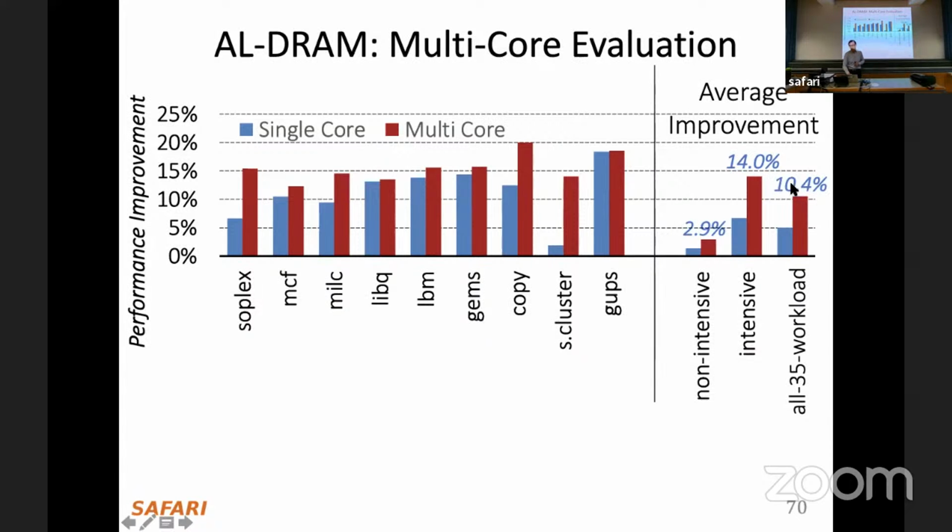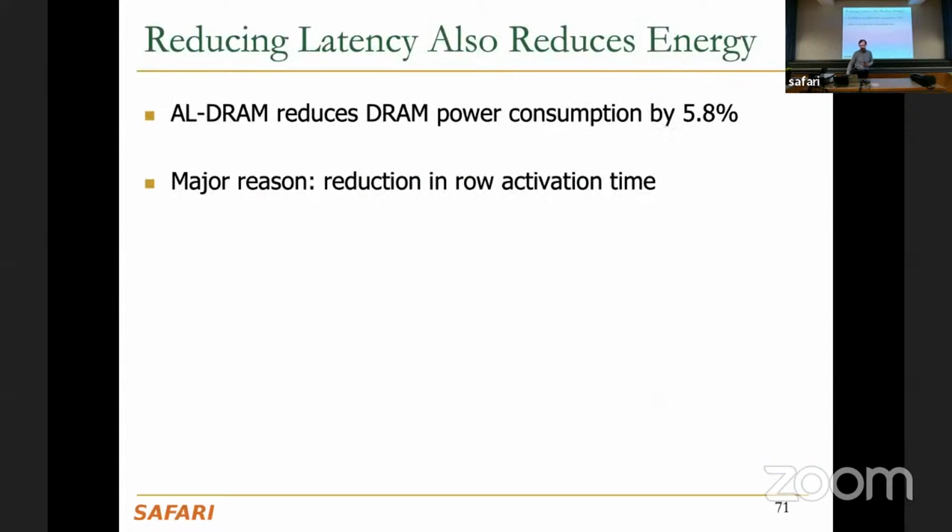And on average, we see 10%, even if you include the non-intensive workloads. So I believe that these non-intensive workloads are not that interesting because they're not exercising memory, right? They're hitting in the caches. Okay, so that's basically the idea.